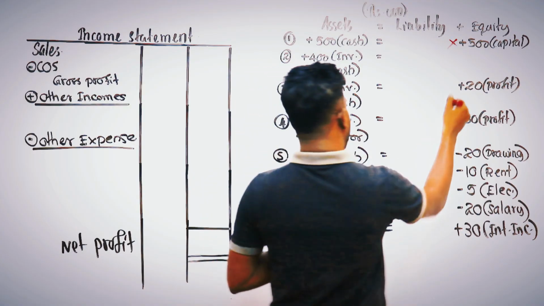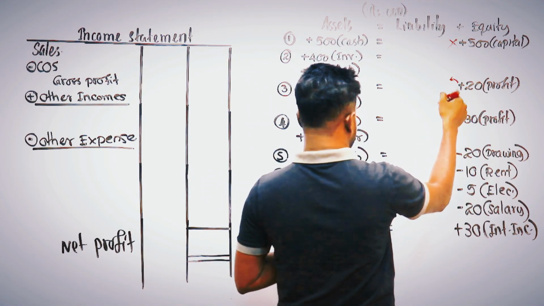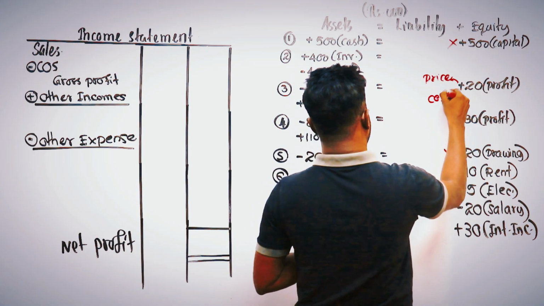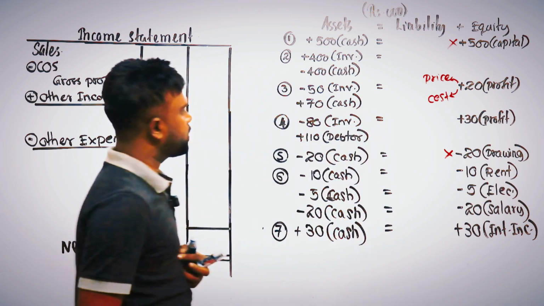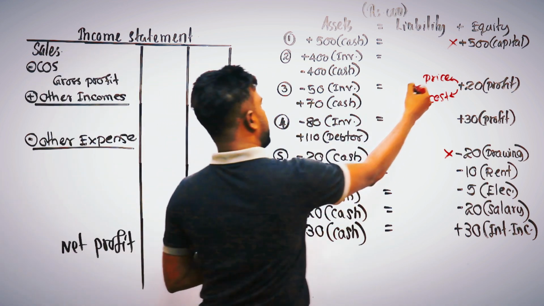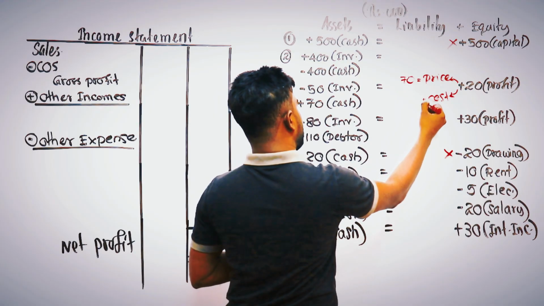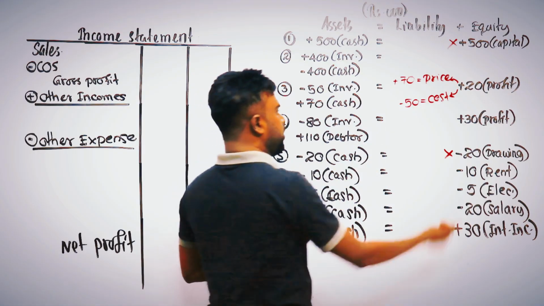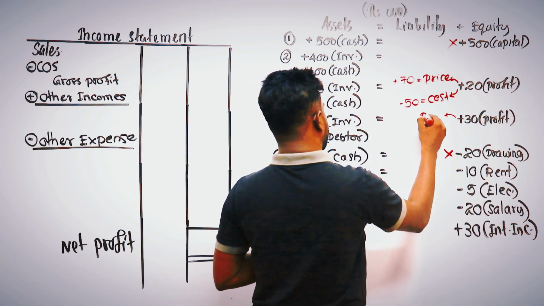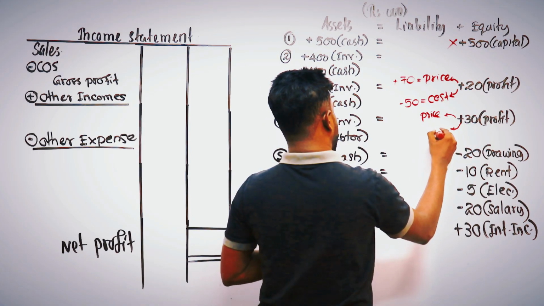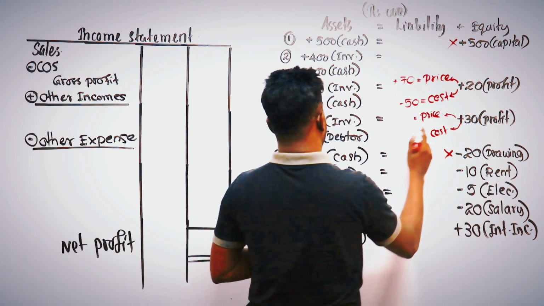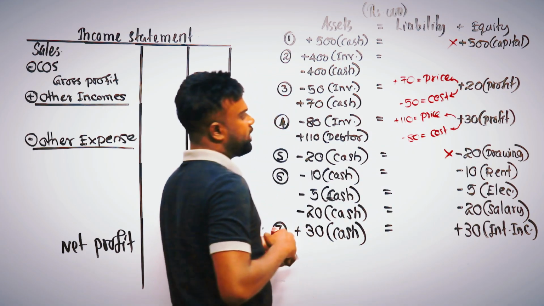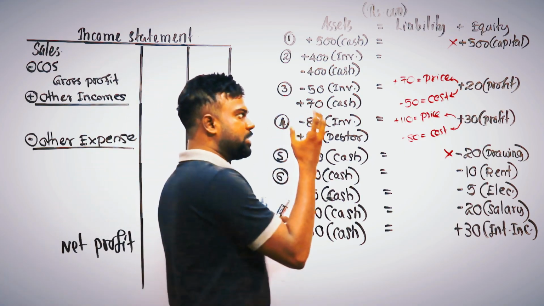Can you tell me how much the price? If you want, please write down like this. In the exams, no need to record this one. For your reference, tell me how much the price and how much the cost of this third transaction. Price would be the received amount, right? 70. Cost how much? 50. Cost 50, price 70. Here also another transaction. How much the price here? How much the cost here? Price 110. Cost 80. Clear.